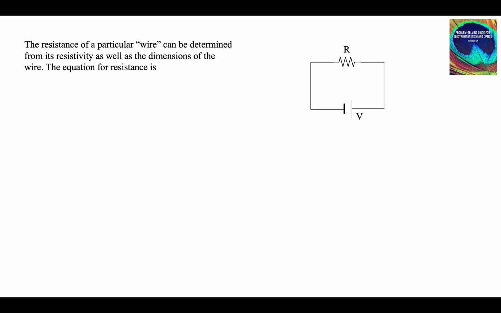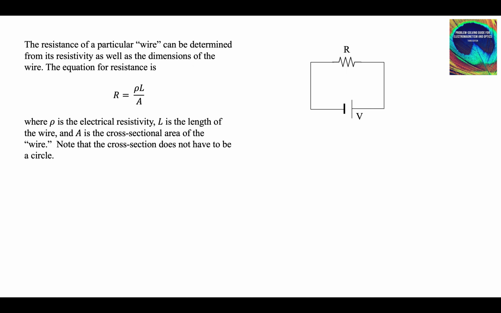If we have a wire and we want to know what the resistance is, we can use the resistivity and its length and its area. The longer it is, the more resistance it has. The bigger the cross-sectional area, the lower the resistance. It should make sense. If you have a big pipe, it's not going to have much resistance to flow. The longer the pipe is, the more the resistance. Now, of course, the cross-sectional area doesn't have to be a circle. There are rectangular bus bars that carry current.